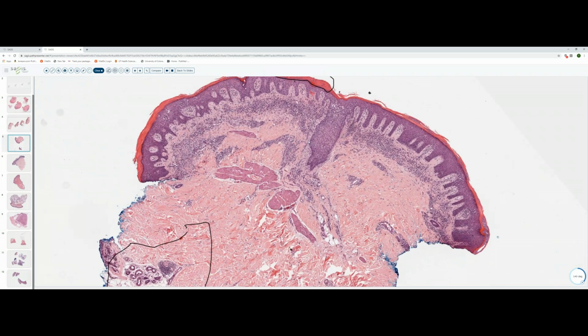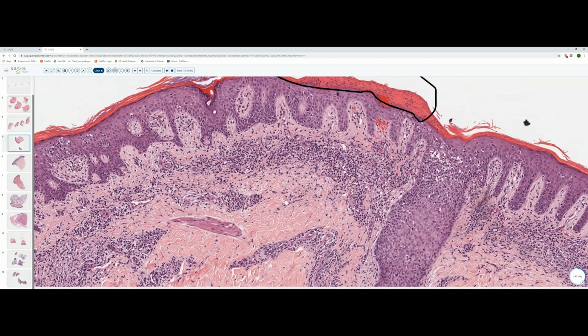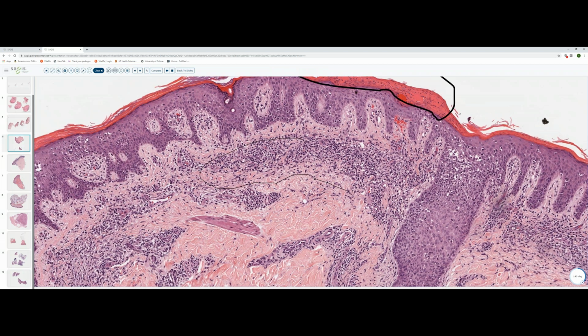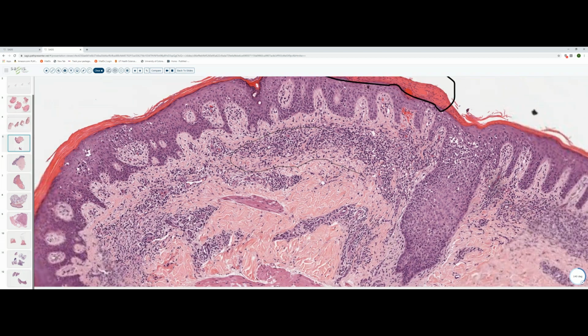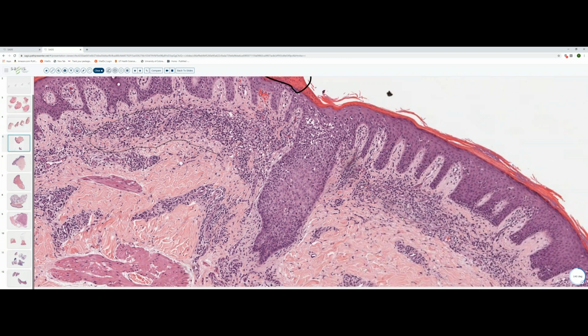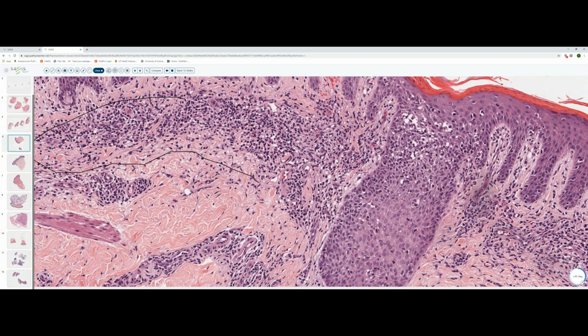Well, let's go ahead and look here. As we move to higher power, one thing that you should really note is the papillary dermis is a little bit fibrotic here, meaning this is kind of a long-standing process. And we've got slight thickening of the papillary dermis by coarse collagen in kind of haphazard array.